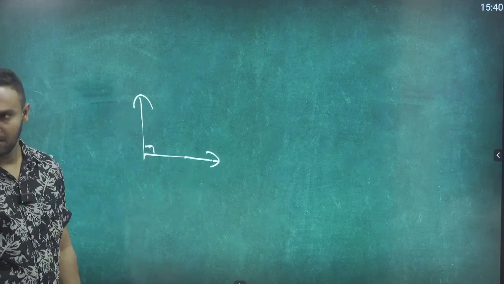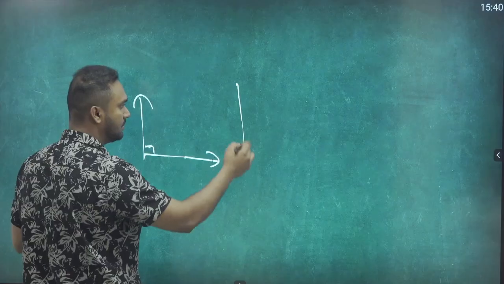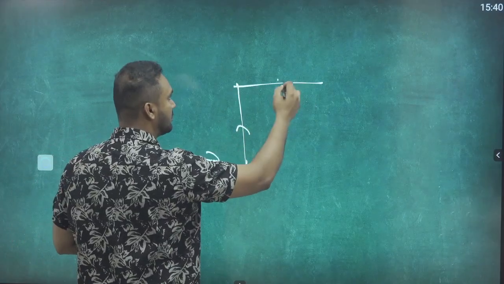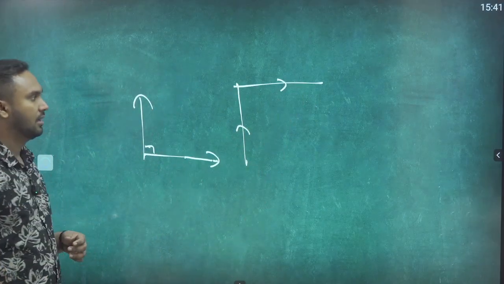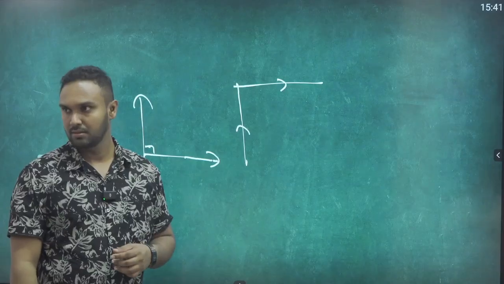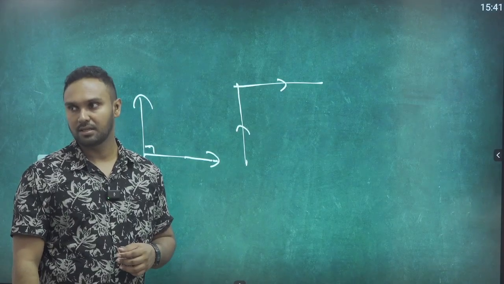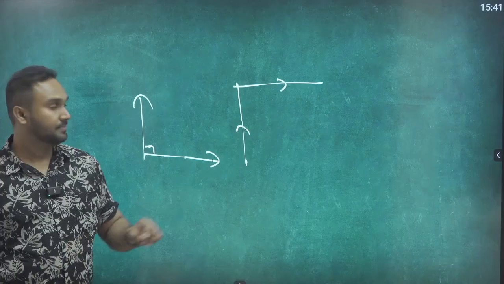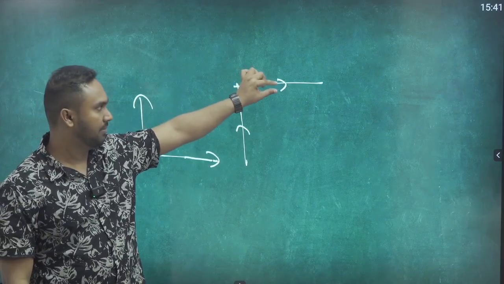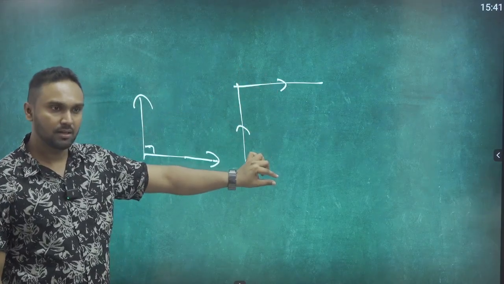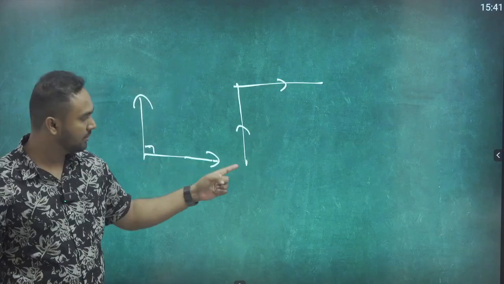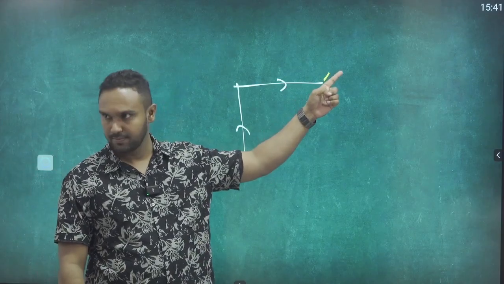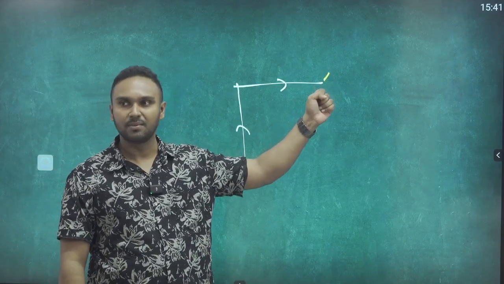Perpendicular, they can come like this too. What if two forces were like this? How do you find the resultant force, the direction of the resultant force? You can take this force and place it here, then it goes like this. Otherwise, there is an easier way.